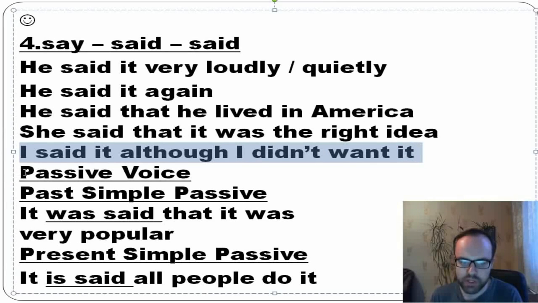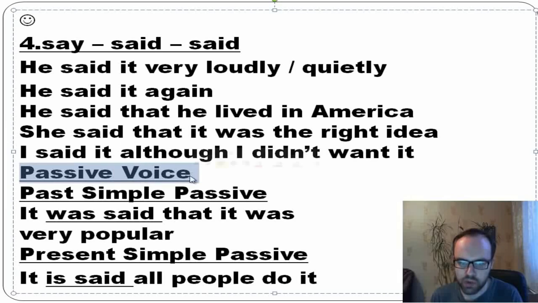Okay, and some examples with passive voice, past simple passive voice. So it was said that it was very popular. So was plus past participle: say, said, said. So we took it from here. And present simple passive: it is said all people do it. So is plus past participle. You know that we took it from here again.